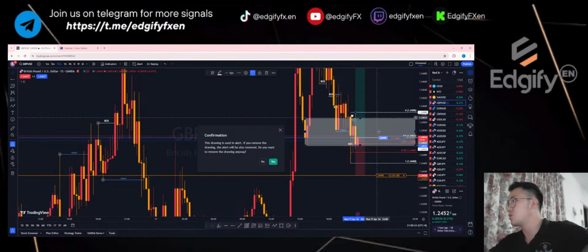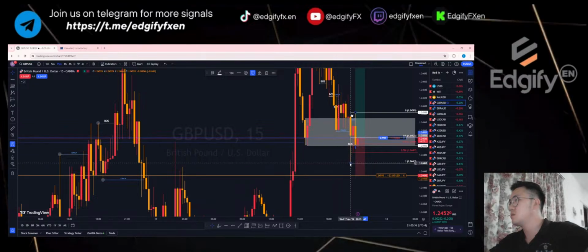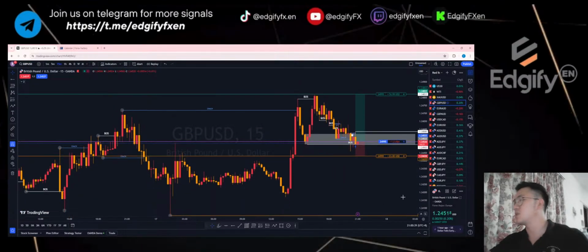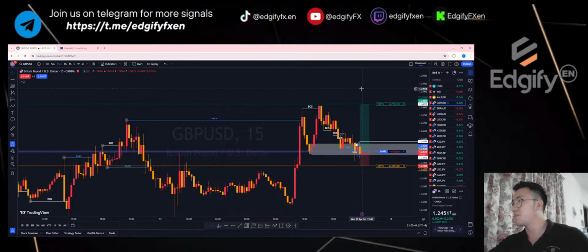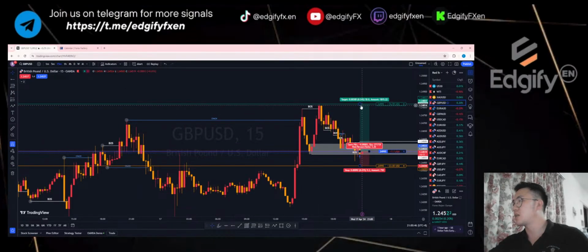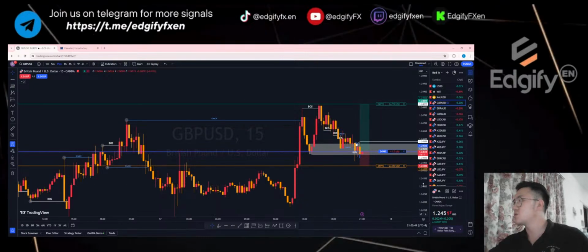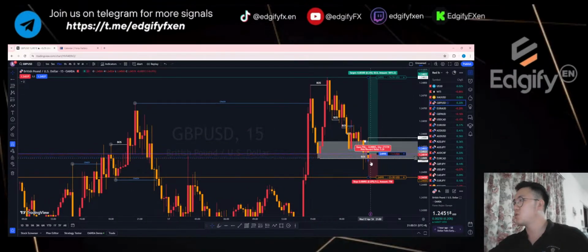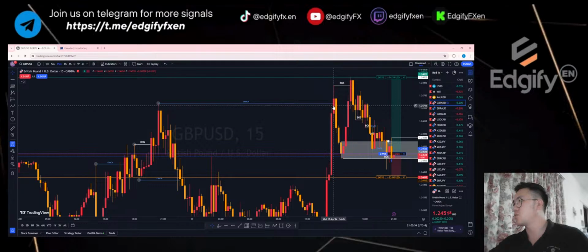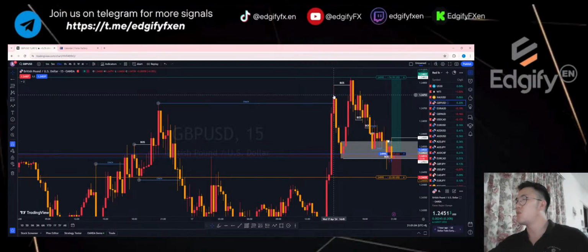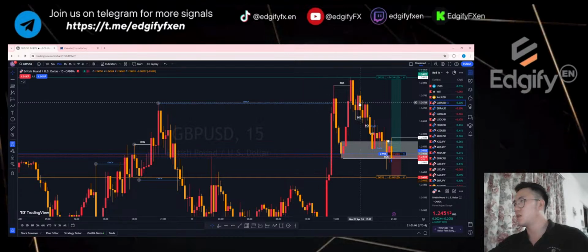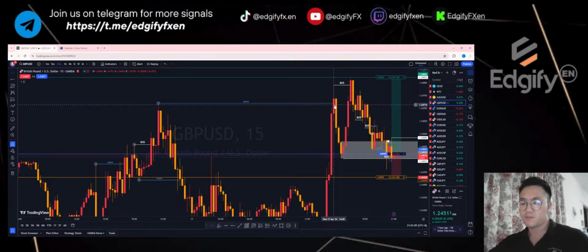Let me just remove this fib so it will be clearer. This is where my zone is on the 15, from here to here. I'm buying it back up to the top, targeting this 15 minute high. If the candle closes above, the price will definitely retrace, but we wouldn't know when it will start to retrace. So if it closes below, I will just take a loss and cut off that trade.